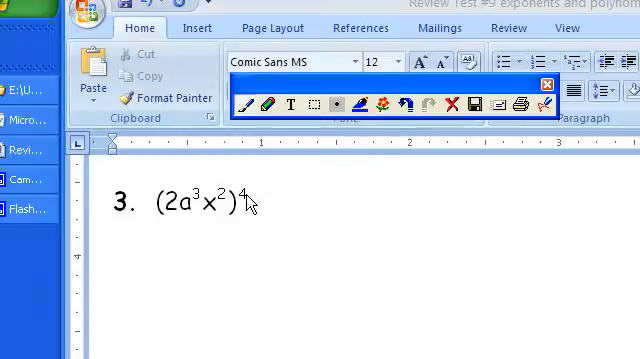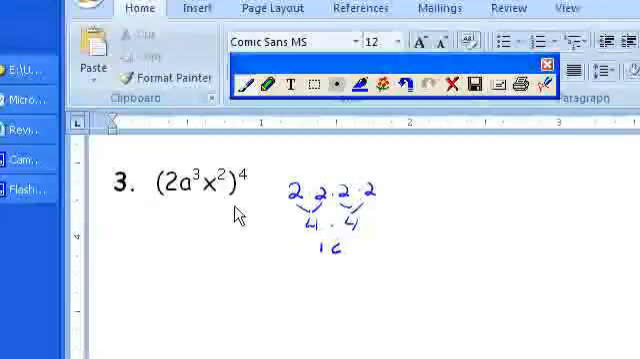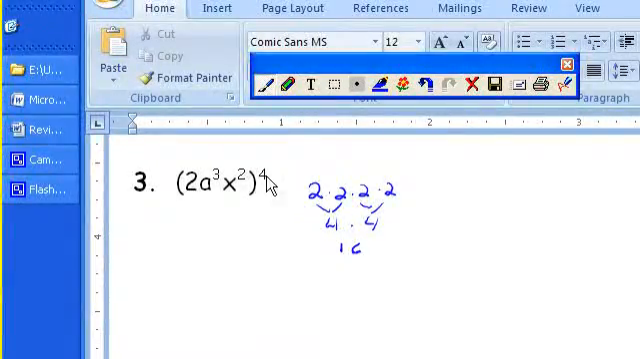2 to the 4th power. That's the same as saying 2 times 2 times 2 times 2. 2 times 2 is 4, 2 times 2 is 4, 4 times 4 is 16. So 2 to the 4th power is 16.